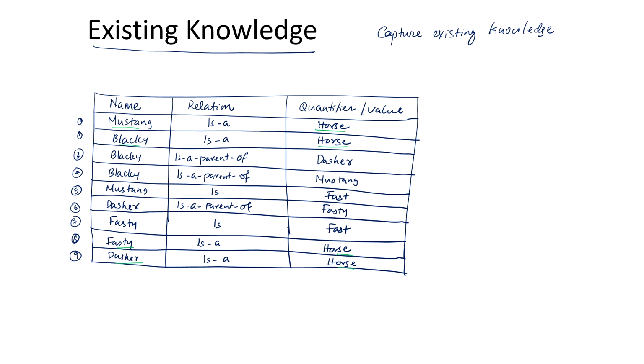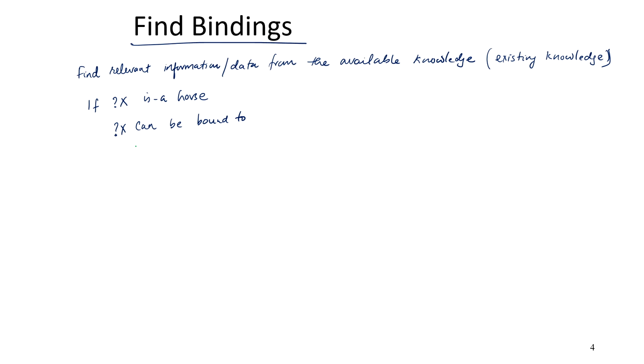So those are the bindings: X is bound to Mustang, Blackie, Fasty, Dasher. Okay. These are the 4 horses.